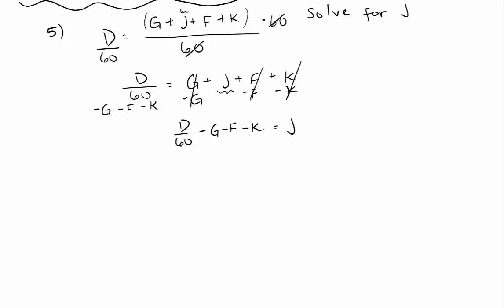And as unsimplified as that looks, that's the best we can do without knowing what d or g or f or k are. We can't do anything else. Like I said, we can't add those numbers together. If we treat them like numbers, we can't do anything with them, that's it. And so this is our answer right here. That's it.